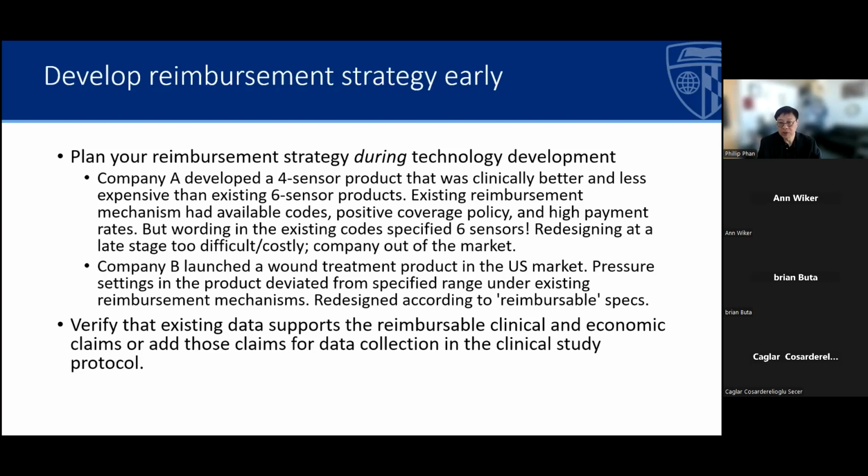So it's very important to verify that the existing data you're collecting supports the reimbursable clinical and economic claims, or add those claims for data collection in the clinical study protocol. And again, make sure that your device specifications at least fall within the ranges that the coverage provides.